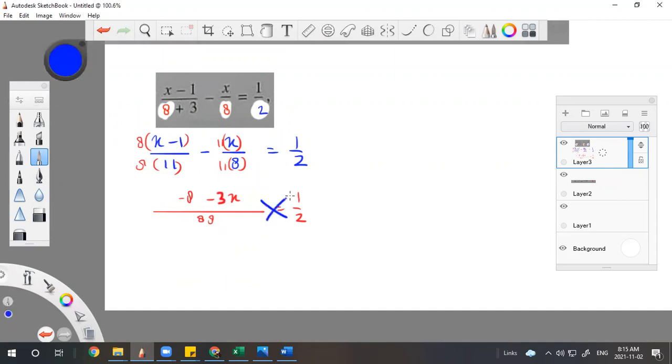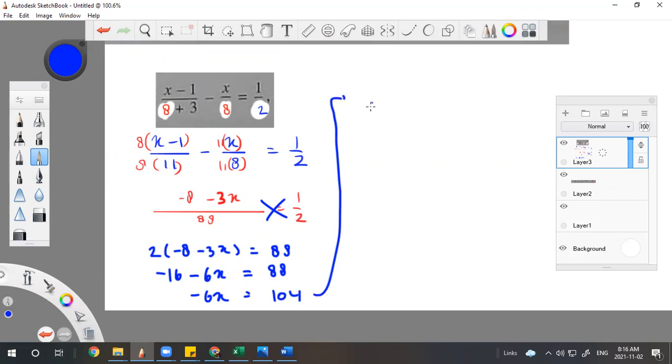So do the cross. Begini. 1 times 88. 88 itself. Ya. 88 plus 16 berapa? 104. So the x will be 104 over negative 6. Jawabannya negative 52 over 3. Kita bagusin. 17 1 over 3.